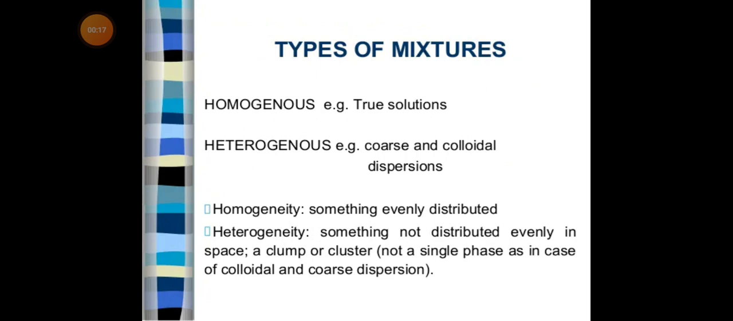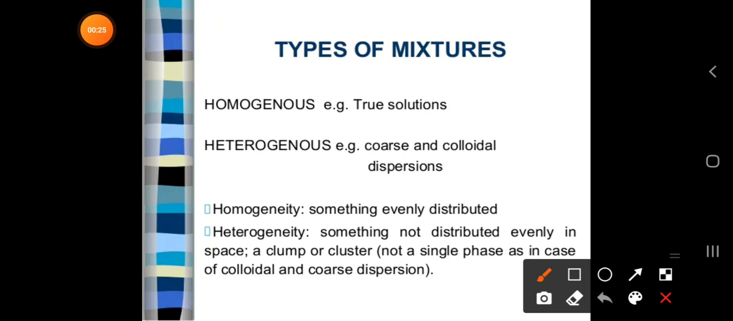Now let us see what are types of mixtures. A mixture is nothing but the presence of any two components. So here we have homogeneous mixtures and heterogeneous mixtures. A homogeneous mixture is nothing but, we can say, a clear liquid.